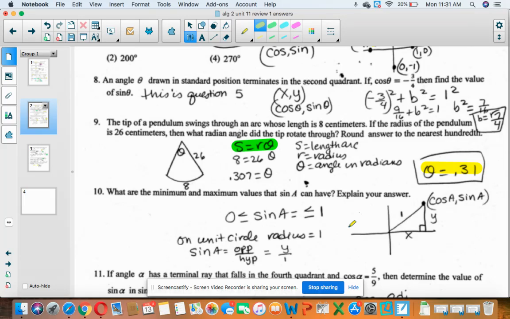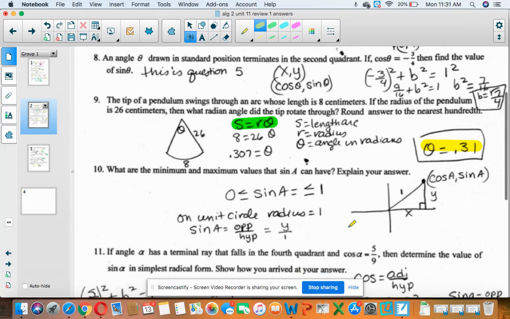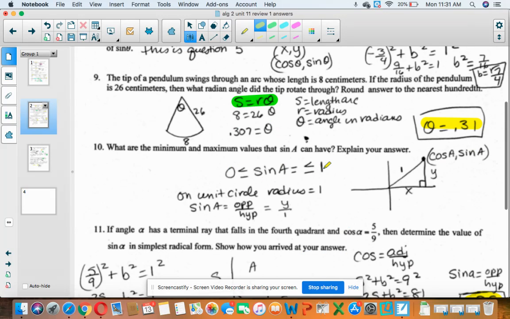Number 10 wants to know the minimum and maximum values that sine of A can have. Sine of an angle has to be a number between 0 and 1. It can be 0 and it can be 1, but it has to be a number between 0 and 1. It can't be bigger than 1.